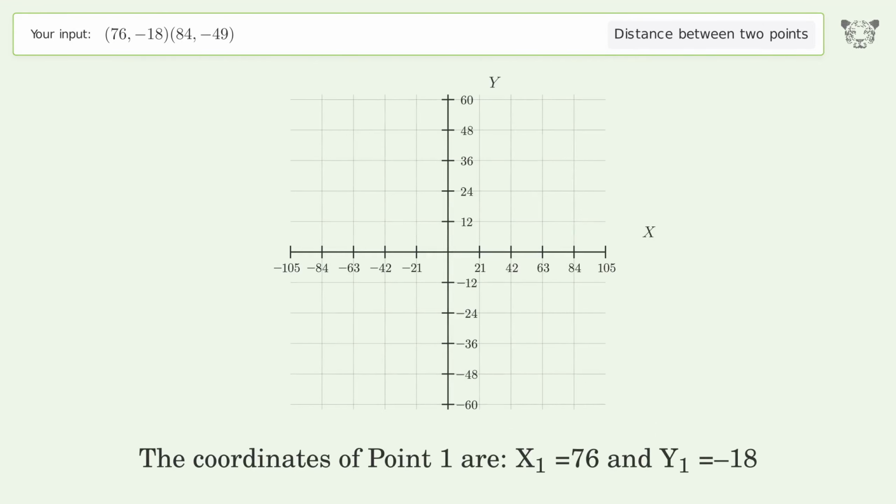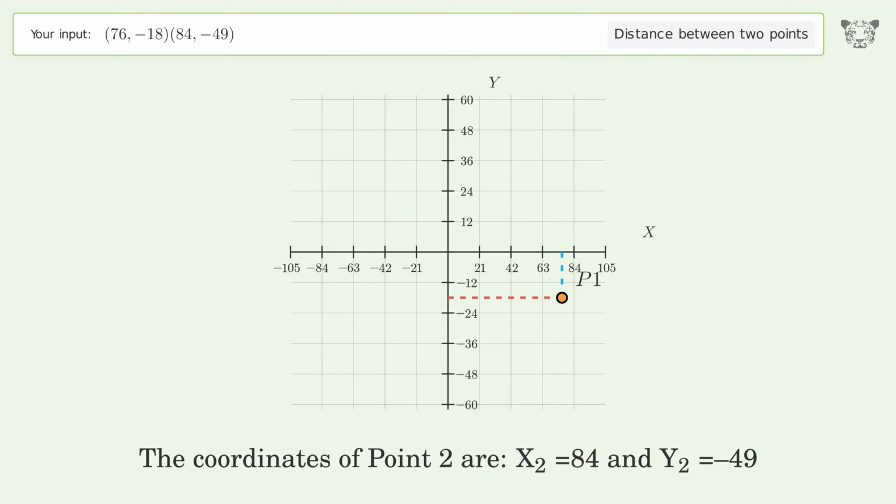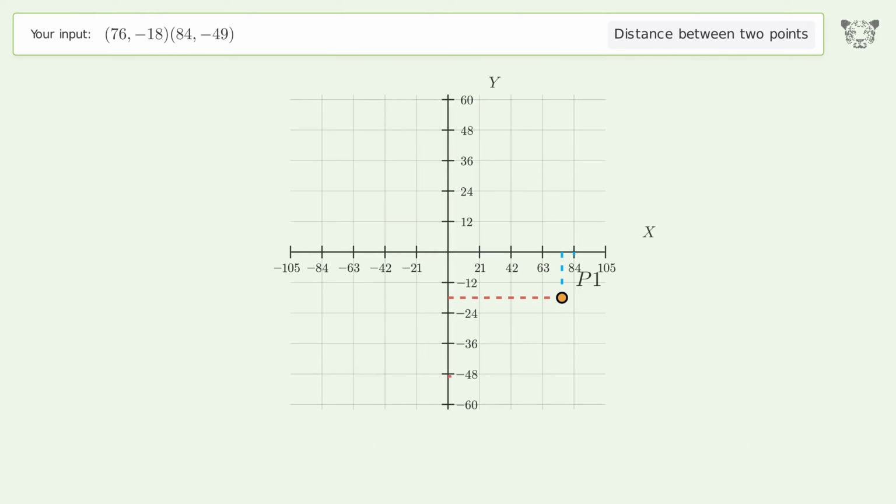The coordinates of point 1 are, x1 equals 76 and y1 equals negative 18. The coordinates of point 2 are, x2 equals 84 and y2 equals negative 49. D is the distance between the 2 points.